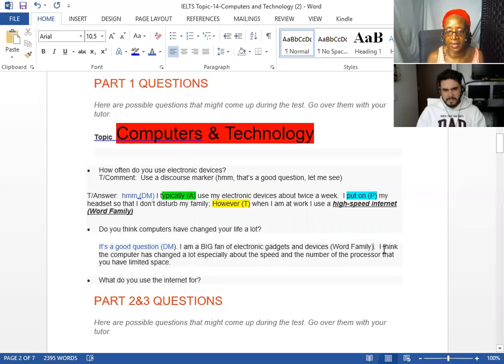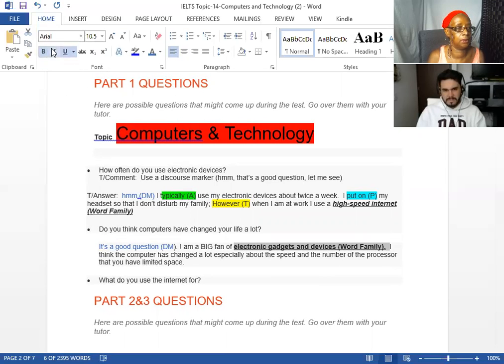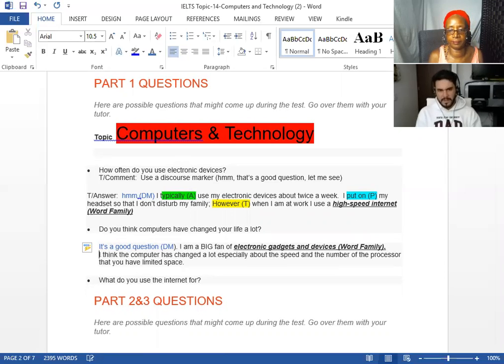And what else do we have? Okay. I think the computer has changed a lot, especially talking about the speed and the number of processors. It's going to be "especially when we think about" or "when we talk about."